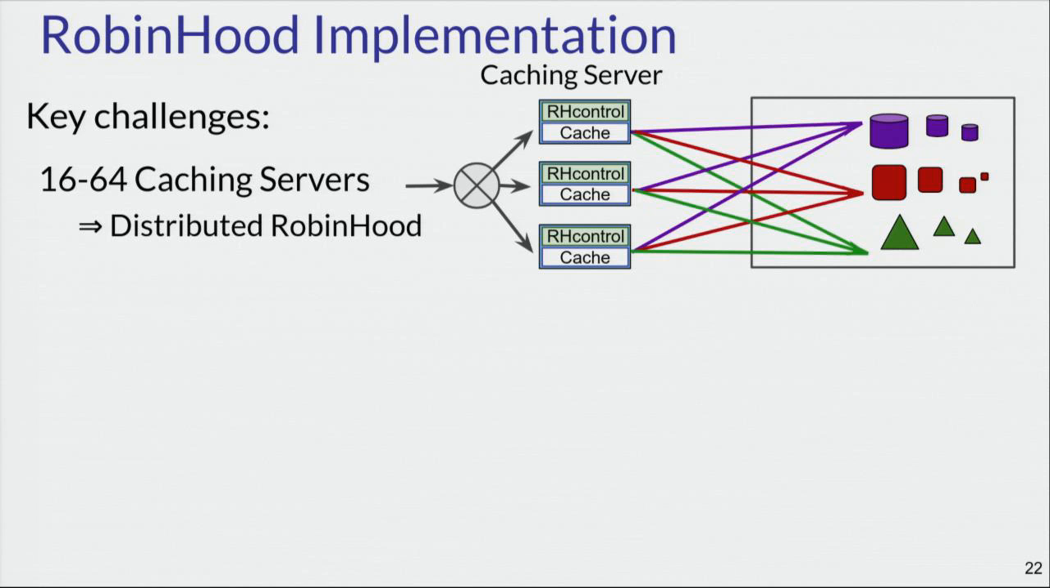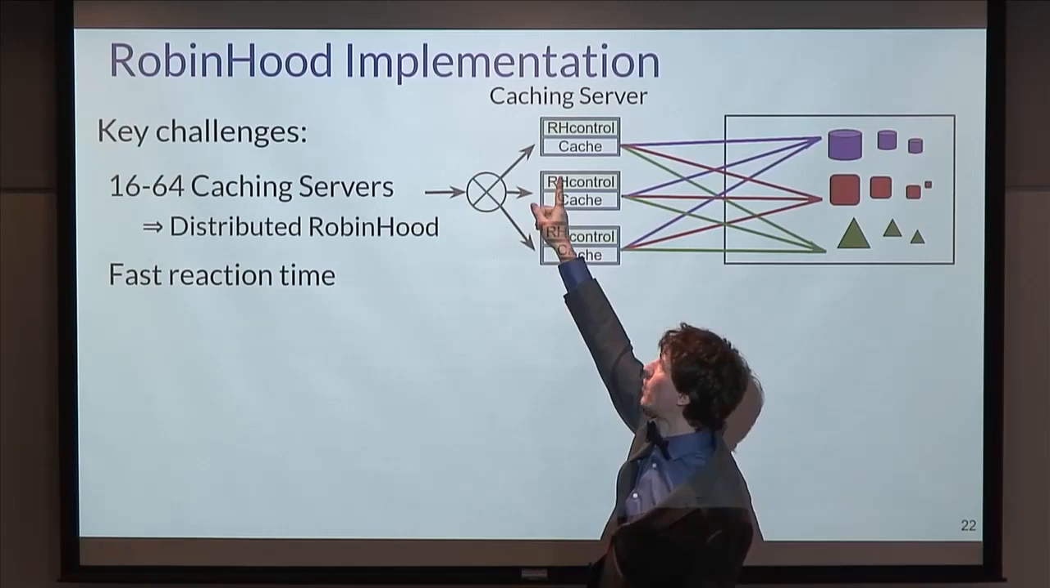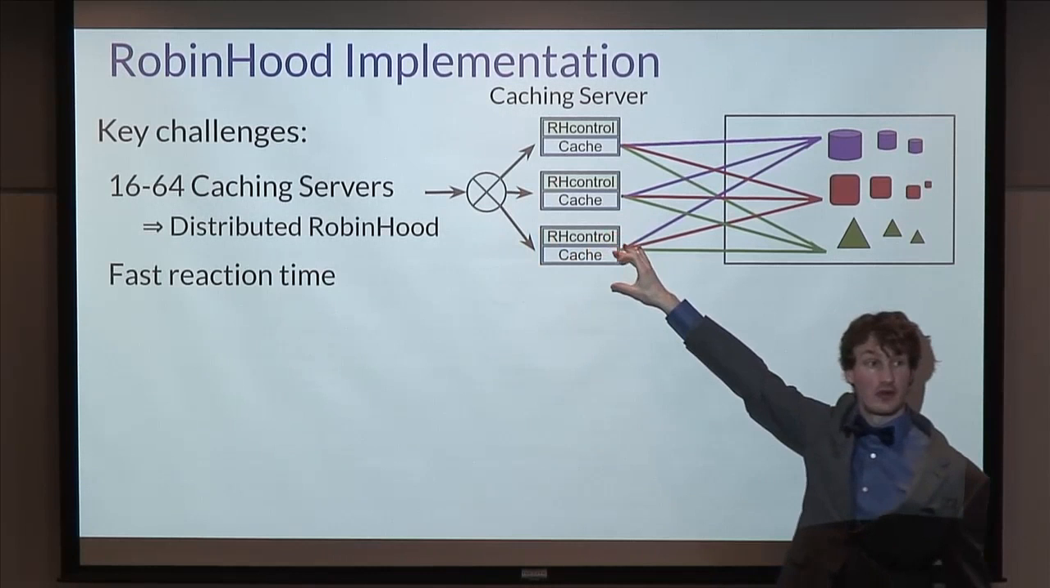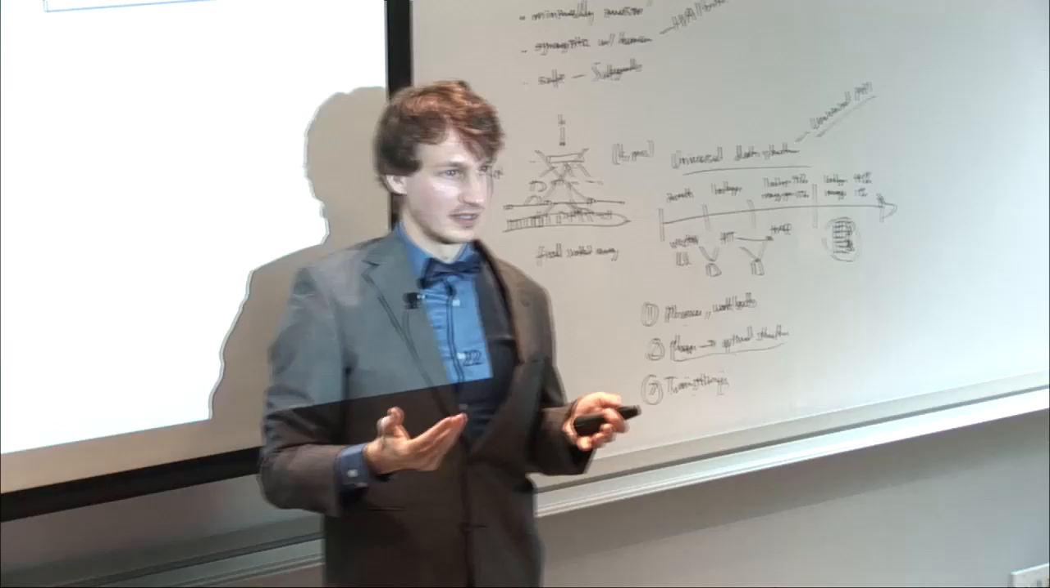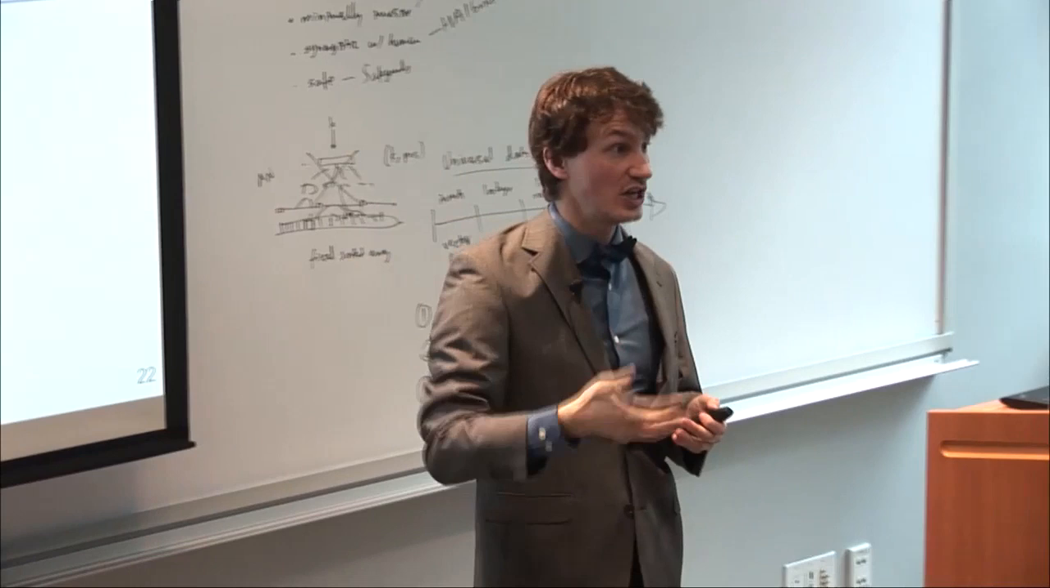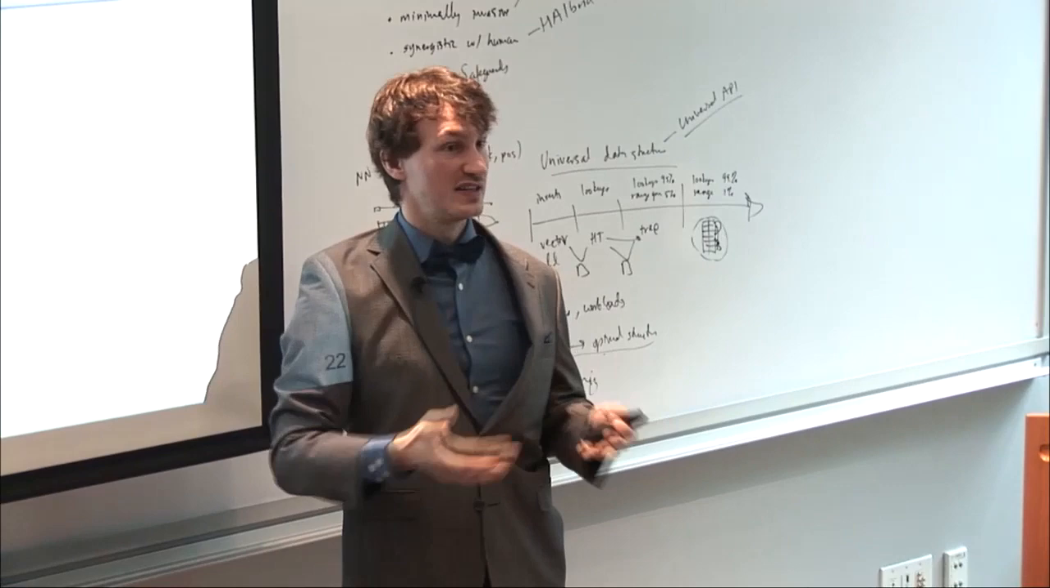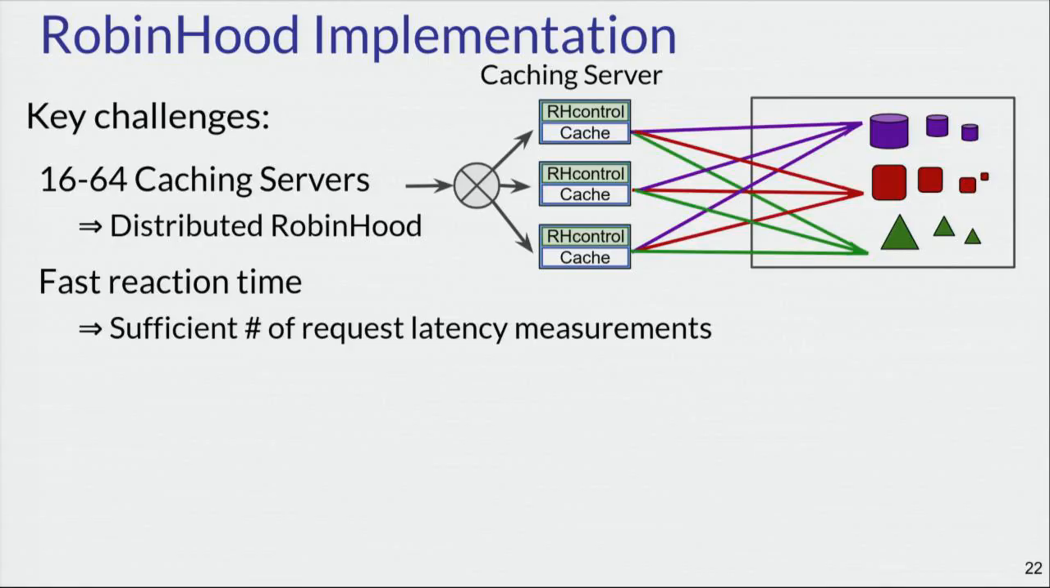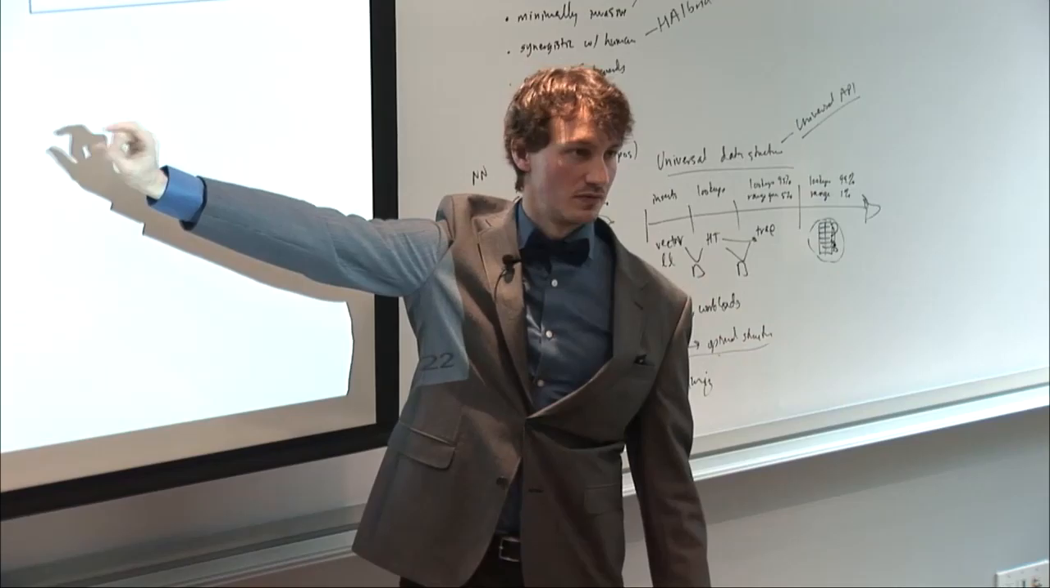Second, you want very fast reaction times. In front of these caching servers, there's a load balancer that, let's say, sends requests round robin to all of them. An individual server might not get a very high request rate. When something changes in the workload, the amount of data that an individual server has often is not enough to react quickly enough. The problem is getting a sufficient number of measurements, because we look at the tail, we basically throw away almost everything, so we have to make that our main focus.